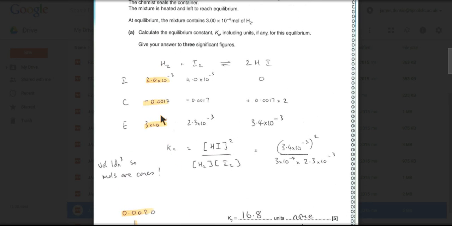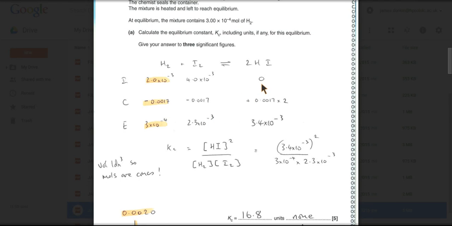So this C stands for change. Once we know this change here, we can feed that into the rest of the equilibrium. So we knew the initial moles of iodine were that. The change is going to be the same because this is a 1-to-1 ratio. So that'll go from that to that, 2.3 times 10 to the minus 3.